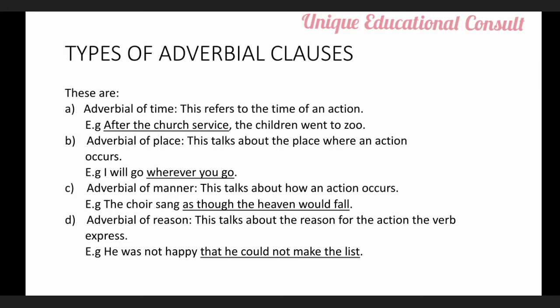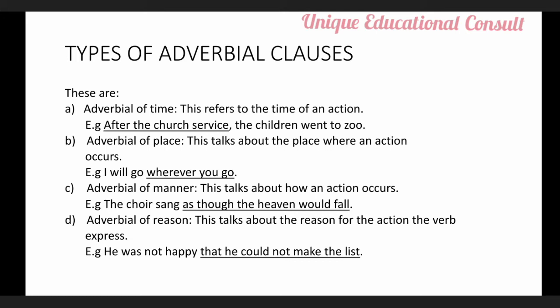The second one is adverbial clause of place. This type talks about the place where an action occurs. So with this, we have a sentence under it: "I will go wherever you go." So "wherever you go" in this case is what is known as an adverbial clause. I hope this is clear.